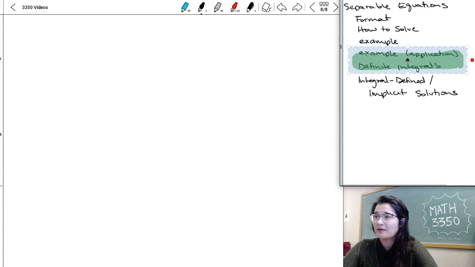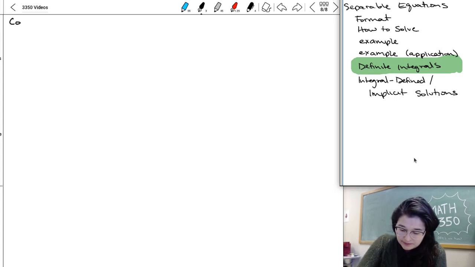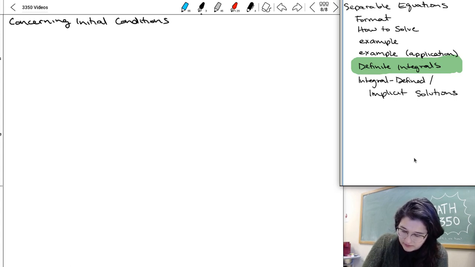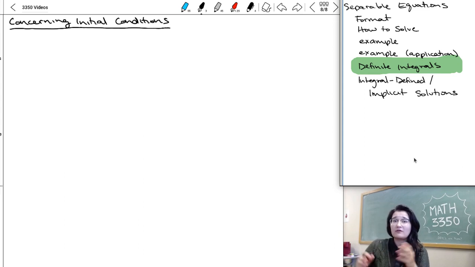So next up we're going to be talking about definite integrals, which are a way that we can deal with initial conditions when we're solving separable equations. I do want to make sure to emphasize that if you find this section confusing, you do not need to use this method. It's just an option for you.